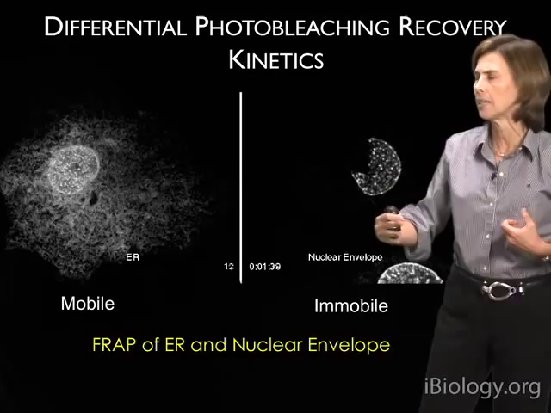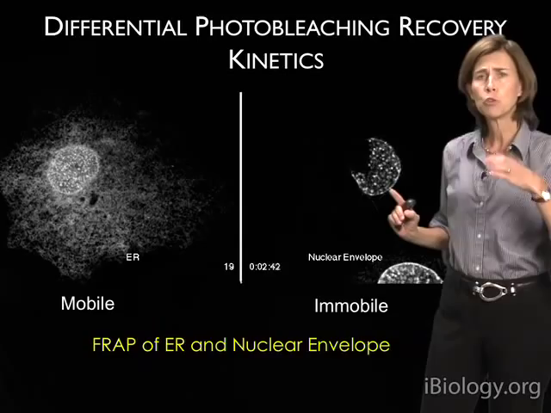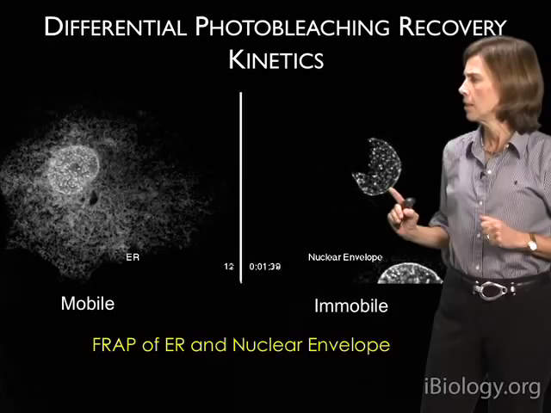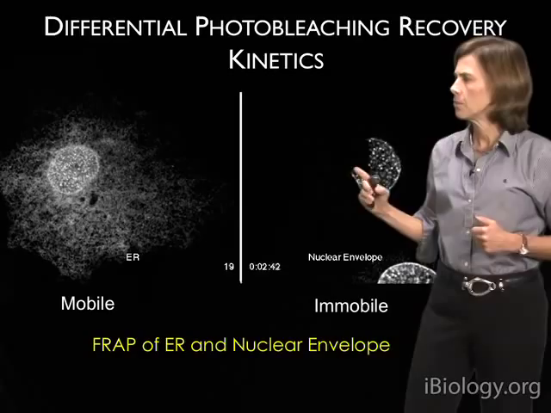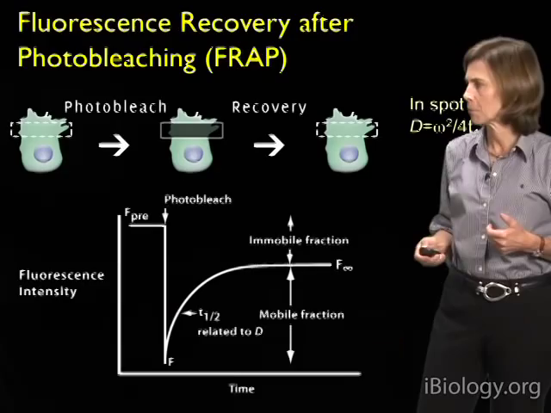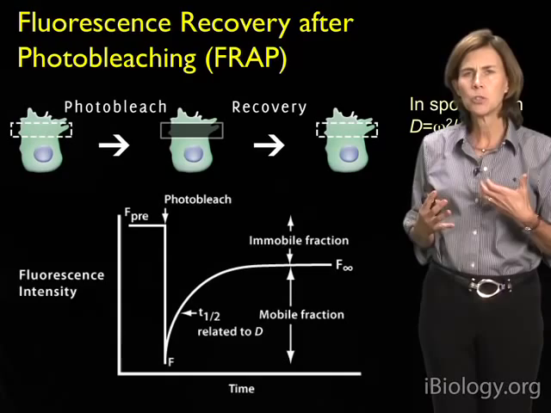In the case of the nuclear envelope, however, the lamin B receptor has become anchored to these membranes, presumably because of interactions with nuclear envelope components like lamins. And as a result, there's very little exchange of the bleached and non-bleached pools. Now, quantifying the information that one gets from these experiments really opens up a whole toolbox of capabilities for getting insight into the inherent dynamics of these proteins.